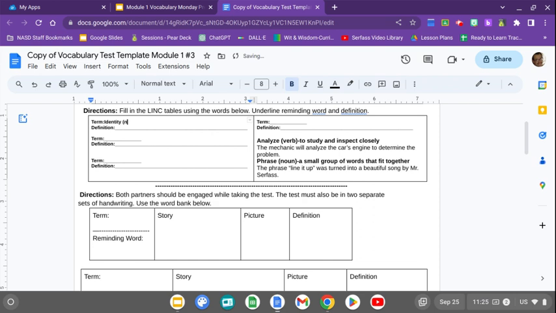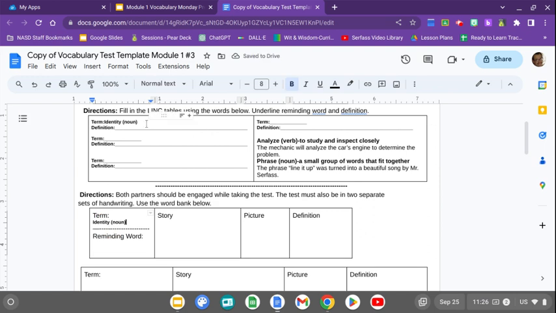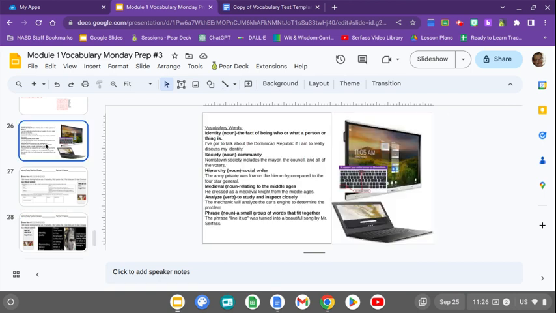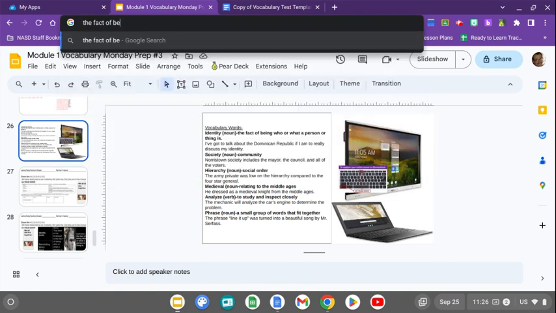Now that's also the term. So I can also put that right in this little block right down here where it says term. Boom. And the definition of identity, let me look. I could look up on the board. I can look on my computer, right? Let's see. The fact of being who or what a person or thing is.